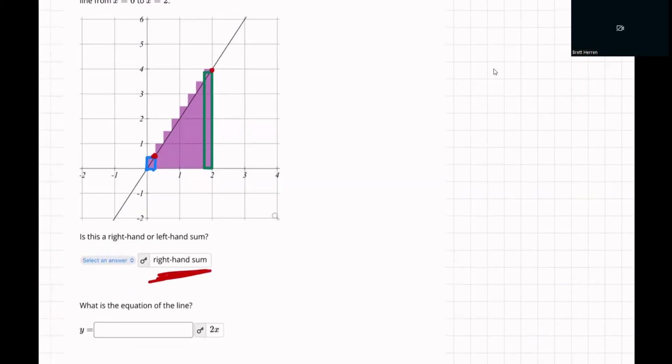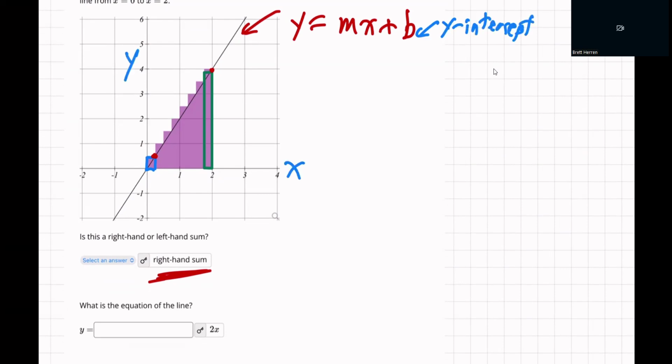Now, what's the equation of the line? So they mean this straight line right here, which is going to be y equals mx plus b, right? Any line, that's the equation. Do you remember b is the y-intercept? It's where the graph hits the y-axis. This is the y-axis, x-axis. This line goes right through the origin, 0, 0. So the b is just 0. The y-intercept, the place where the line hits the y-axis, is at a height of 0.